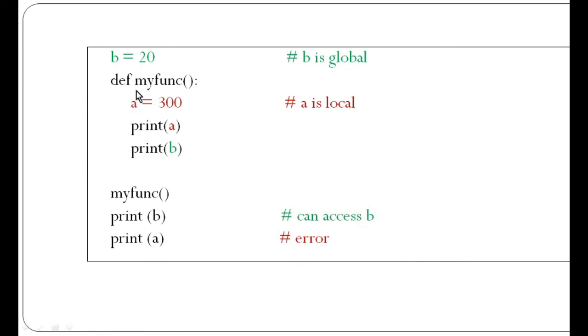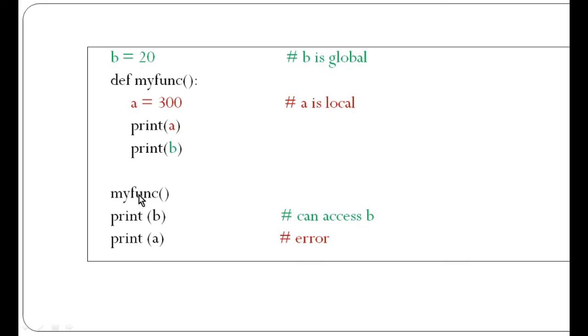Here is an example of defining a global variable and a local variable. I am having a variable b is equal to 20. It is defined outside any function, so the scope of the variable is global. So inside the function, I have a variable a defined, so it is local. And I am trying to print a and b. So a is a local variable, b is a global variable. Both values will be printed.